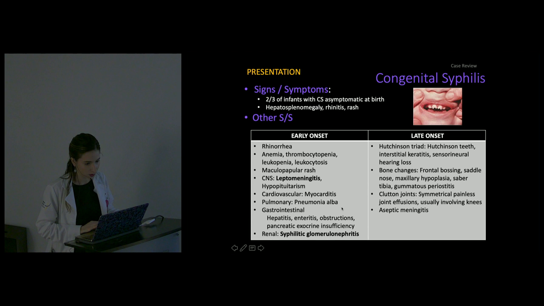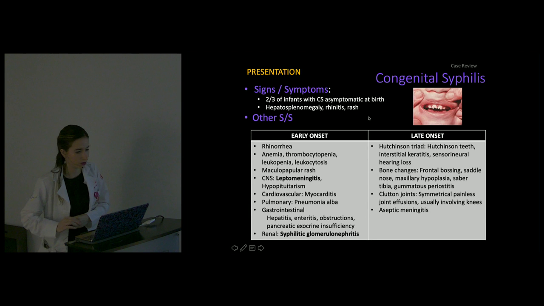The presentation of this disease depends on the onset of the manifestations, if it's early, before 2 years of age, or late onset. Nearly 60% of infants will be asymptomatic at birth and then develop clinical manifestations. When we have an early onset, there are a lot of clinical manifestations we can have. In the case of our patient, we only had skeletal manifestations, leptomeningitis, and syphilitic glomerulonephritis. Although congenital syphilis is still present in our hospital, it is very rare to see early onset of this disease. If these children survive, we often see late onset of this disease.